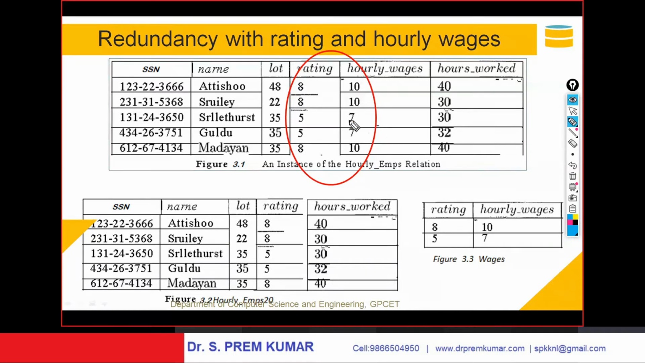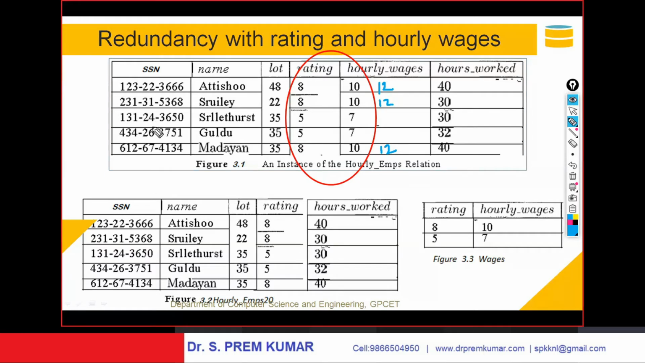You can notice here, suppose for rating 8 I made it as 12. It is not sufficient and hence I need to do correction everywhere. So this is leading to insertion anomalies, deletion anomalies and updation anomalies. To avoid this, I am decomposing this table into two smaller tables.